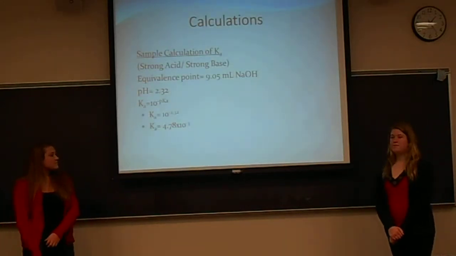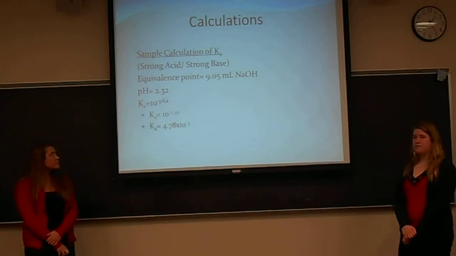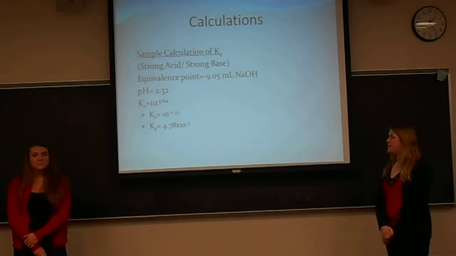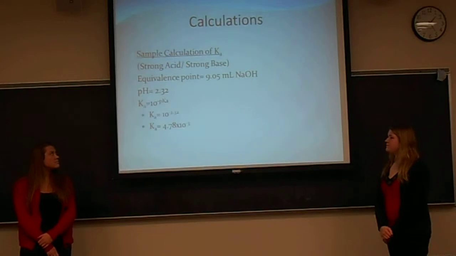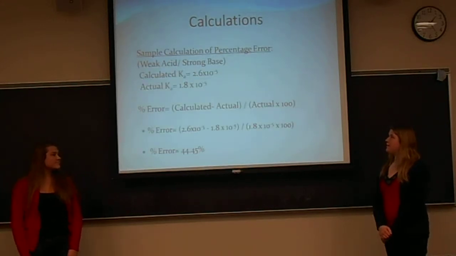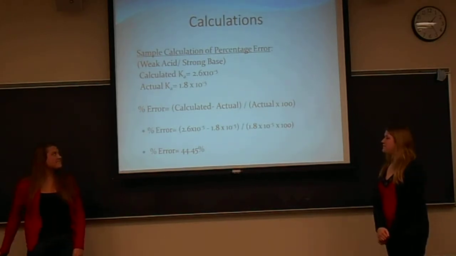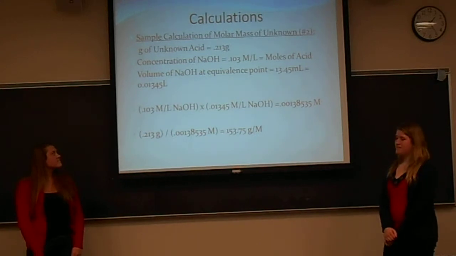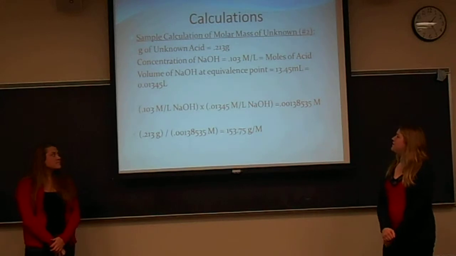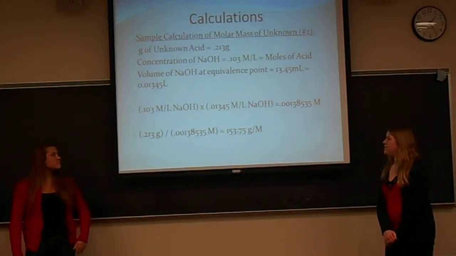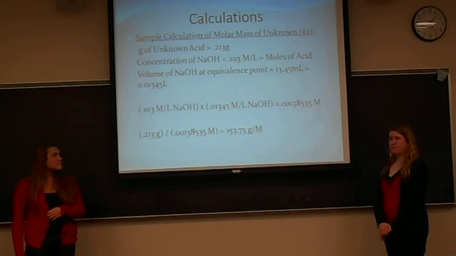These are our calculations. This is a sample calculation to find the Ka. It was of our strong acid and strong base, and we got a Ka of 4.78 times 10 to the negative 3. This is a sample calculation of our percentage error, and our percentage error was 44.45%. This is a sample calculation of our molar mass of our unknown number 2. And we got 153.75 grams per mole.